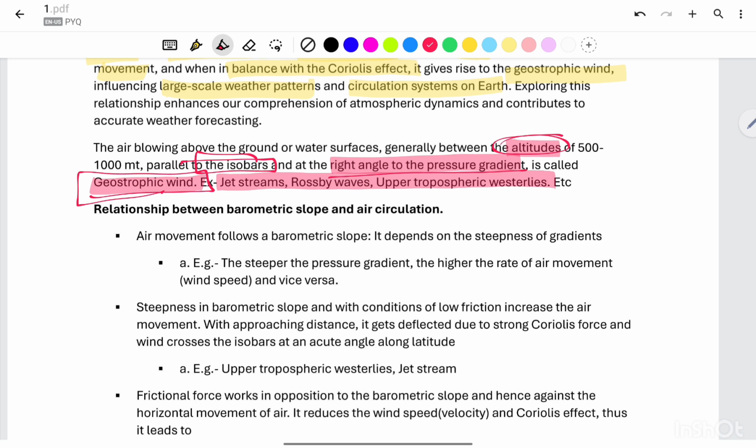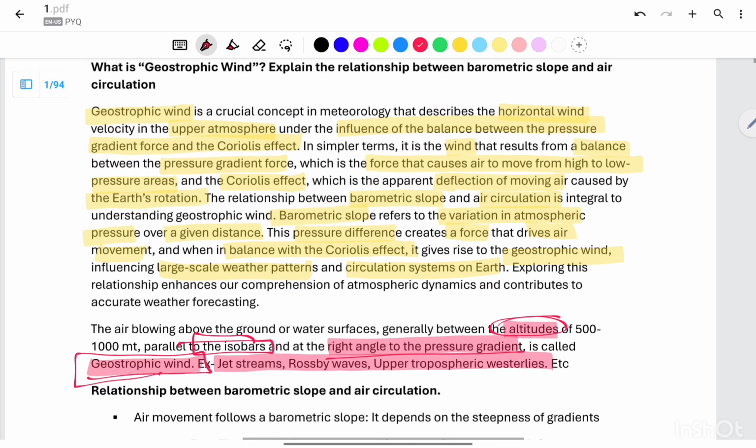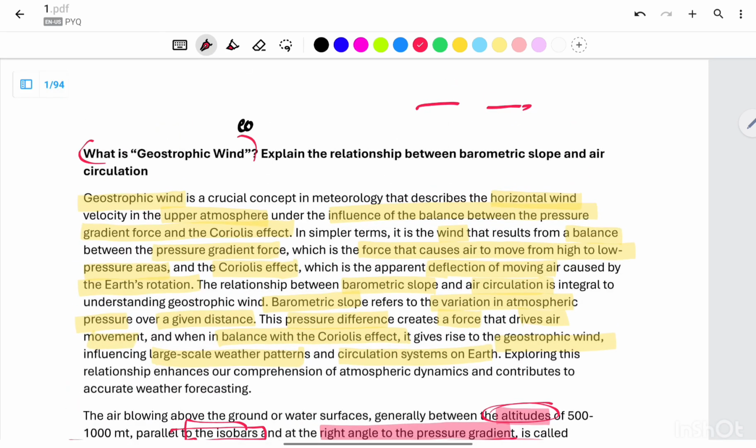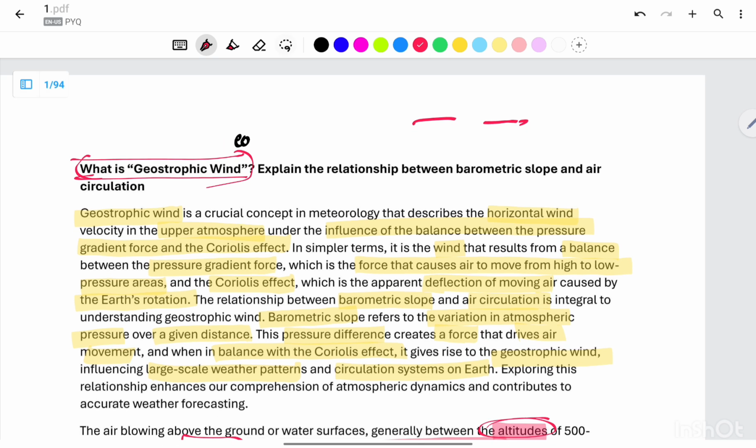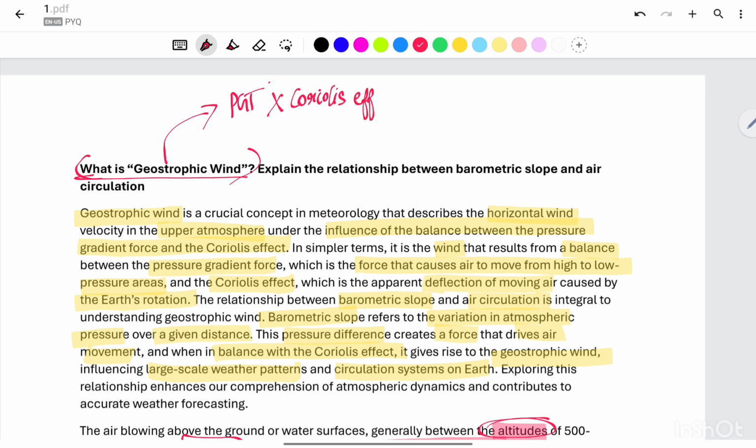Now, as of now, we have discussed what a geostrophic wind is. If we go for a recap for this first question, what is a geostrophic wind? How do you write this? You have to write in your own words. How do you remember this? Geostrophic wind in itself is a product of the pressure gradient force and Coriolis effect. So we need to mention this first.